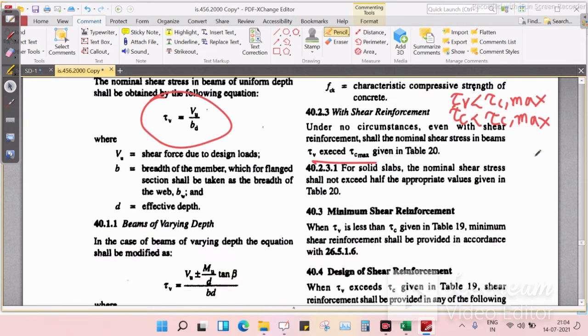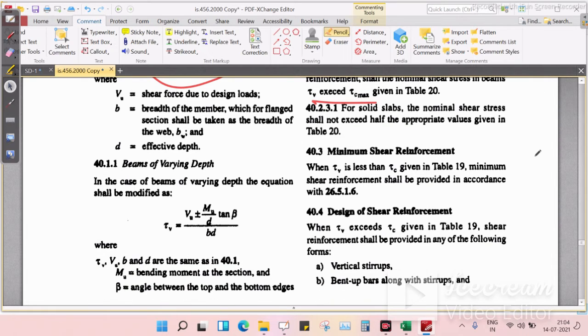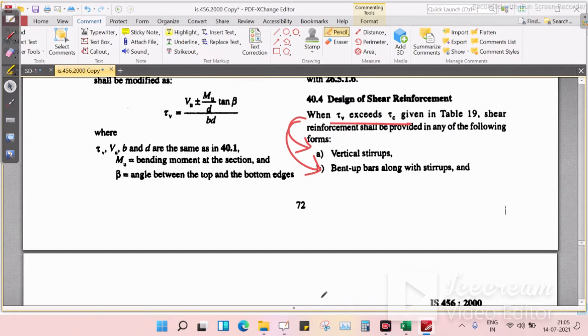Okay. Minimum shear reinforcement. When tau v is less than tau c max, minimum shear reinforcement shall be provided. The minimum shear reinforcement formula is ASV by bSV should be greater than or equal to 0.4 divided by 0.87 fy. But when tau v is greater than tau c, what can we do? We can provide two types of shear reinforcement. One is vertical stirrups and one is bent up bars.